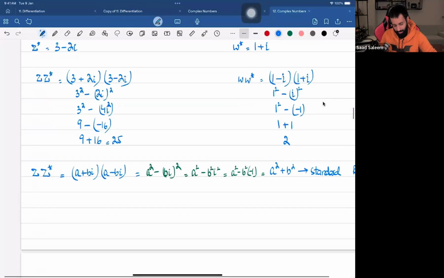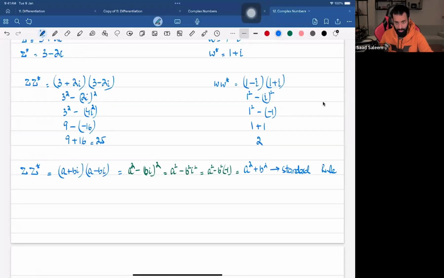Okay, it becomes a standard rule, and that's what we use. We're not ignoring anything. We're not bending the rules or anything. It's just that whenever you do a plus b iota into a minus b iota, it's still a square minus b square. But then when you expand b square, it becomes b square into minus 1, which then eventually becomes positive b square. Okay, so look, this is what's going on in the background.